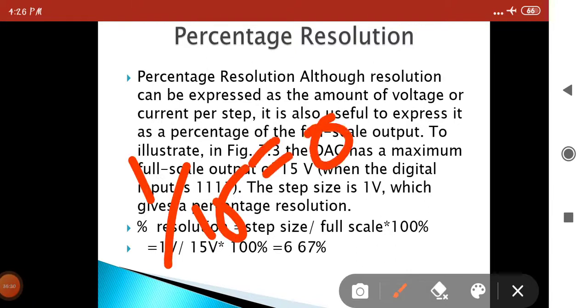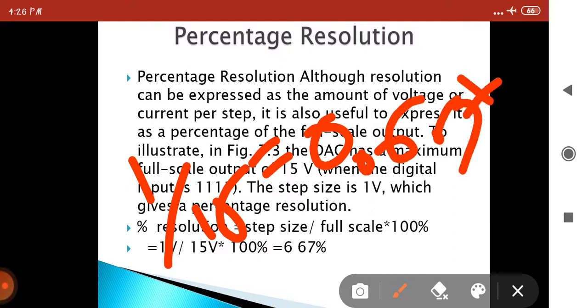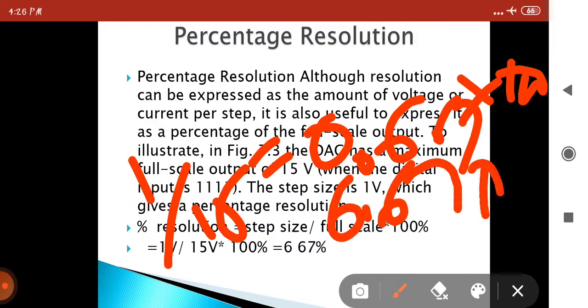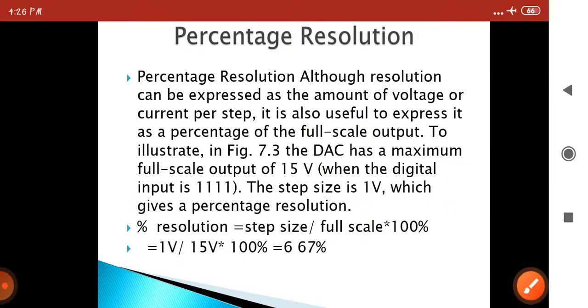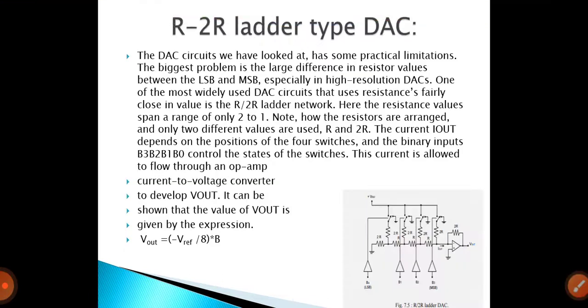1 divided by 15 means 0.0667, which multiplied by 100 gives 6.67%. It is the resolution of the weighted resistor.